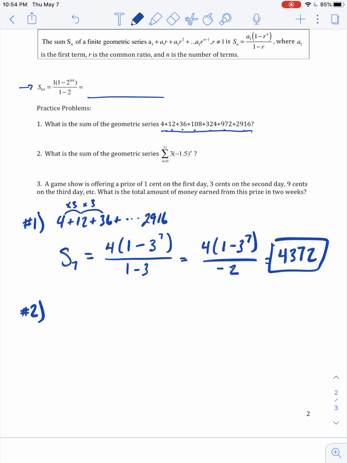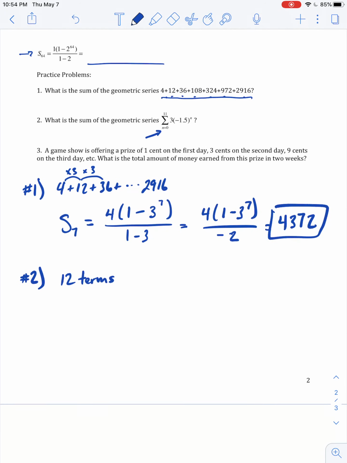So we're summing up from 0 to 11. Now be careful, because notice that this time on this problem, it's starting at 0, which means how many terms are there? Ooh, there's actually 12 terms, right? So if I'm going from 0 to 11, I've got to be careful there. That doesn't happen too often, but you've got to watch that.